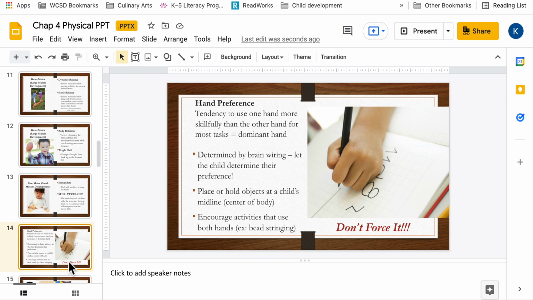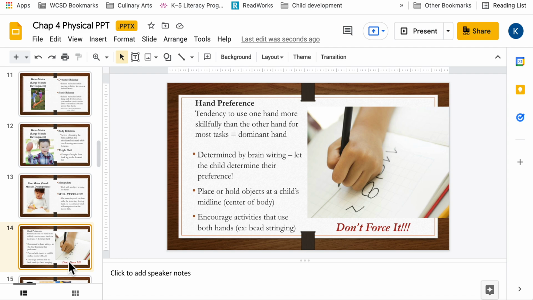So knowing that they're discovering this in the preschool ages, we want to do some things that can help them determine their hand dominance. First and foremost, I want you to understand that their brain is already wired before they are ever born. Isn't that crazy? It's already wired before they're born of what their hand dominance is going to be.